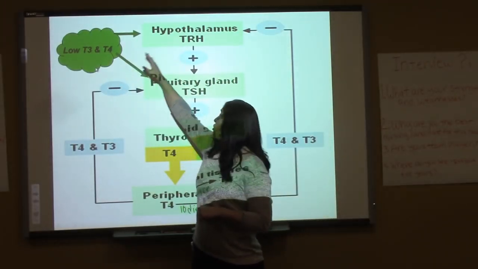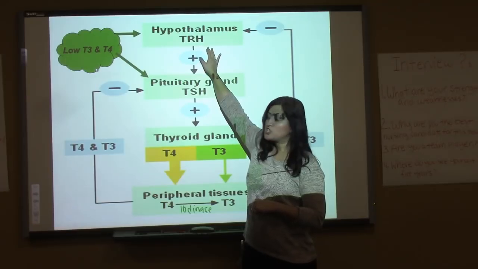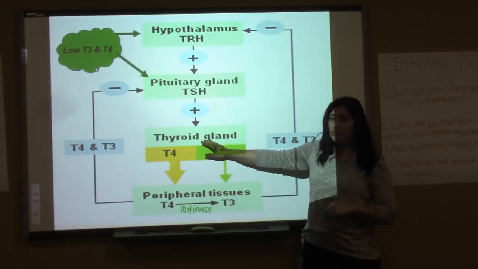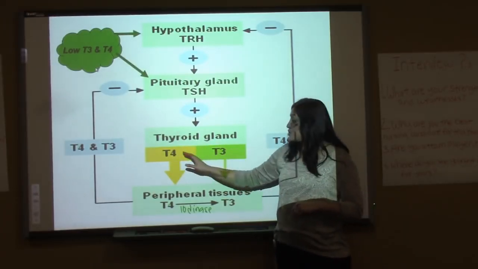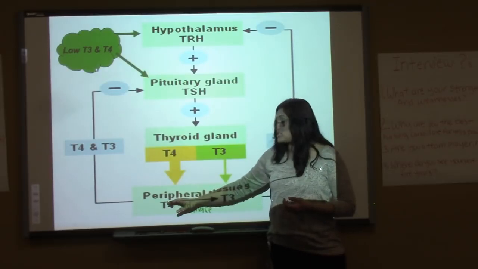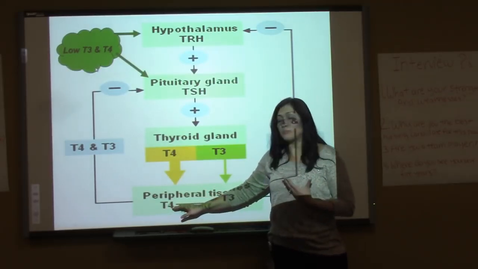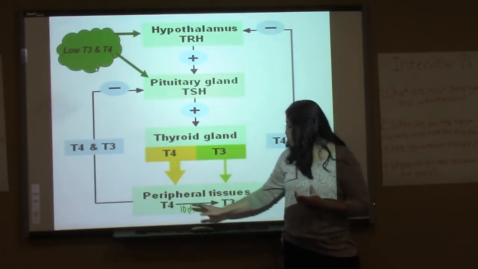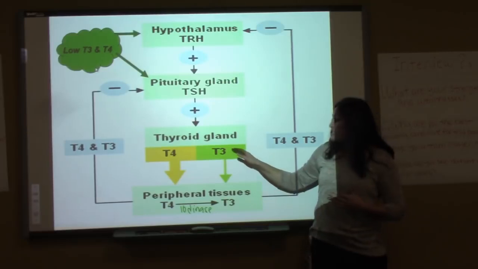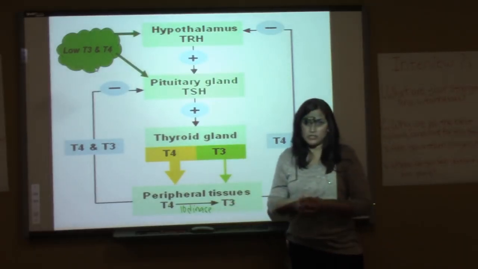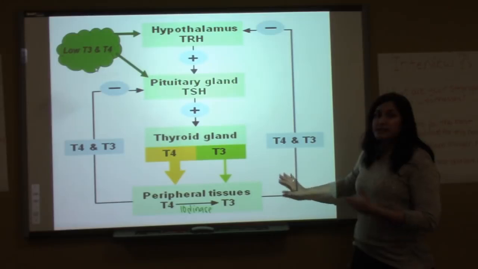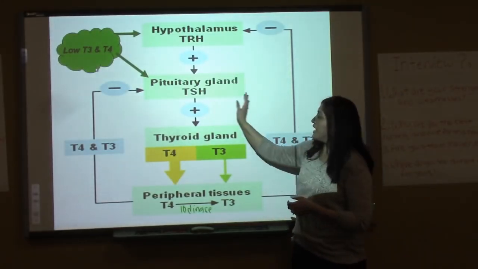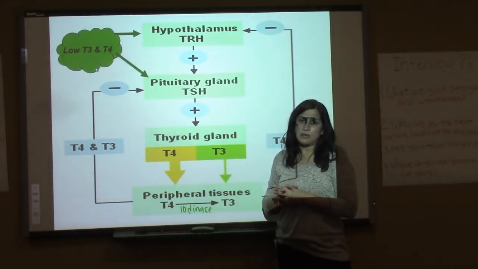When you have low T3, T4, it causes your hypothalamus to release TRH, which in turn causes your anterior pituitary to release TSH. That will cause your thyroid gland to release T4, T3. The majority of the hormone released is T4. When that T4 arrives at the peripheral tissues, it cannot be utilized. So your peripheral tissues have an enzyme called iodinase, which converts the T4 into T3. Whatever T3 arrives at the tissues is utilized. And of course, there's negative feedback. So T3, T4 inhibit their own production by inhibiting the anterior pituitary and the hypothalamus.